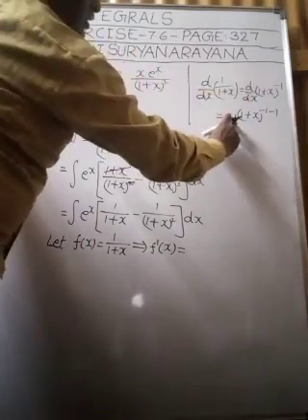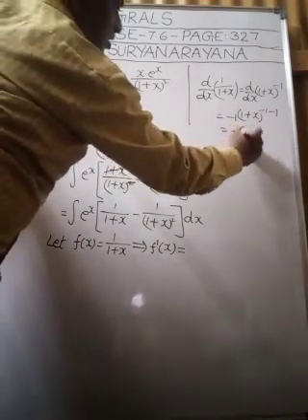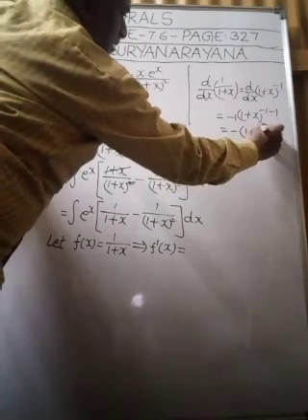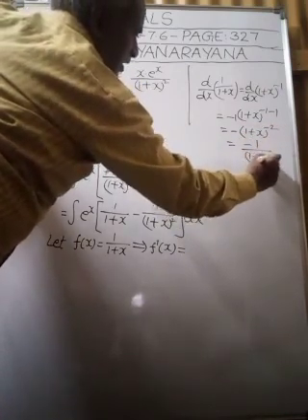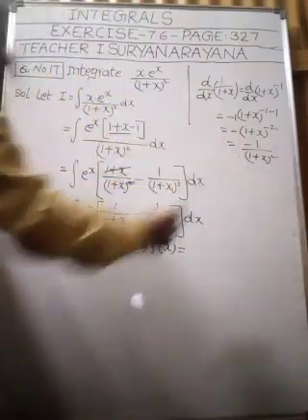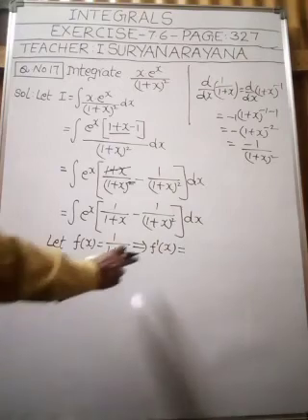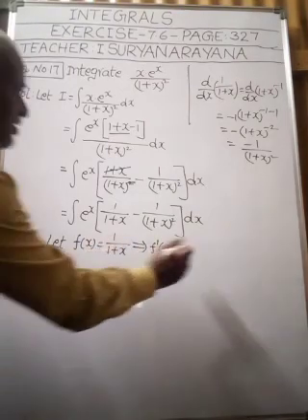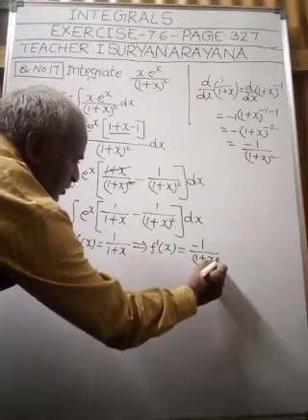n into x power n minus 1. Isn't it, my children? So minus of (1 plus x) whole power minus 2. That is equal to 1 by (1 plus x) whole square, with a negative sign. That is the derivative of 1 by (1 plus x). So f dash of x, the derivative of this function, is minus 1 by (1 plus x) whole square.